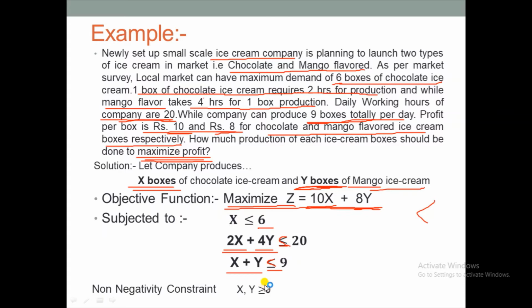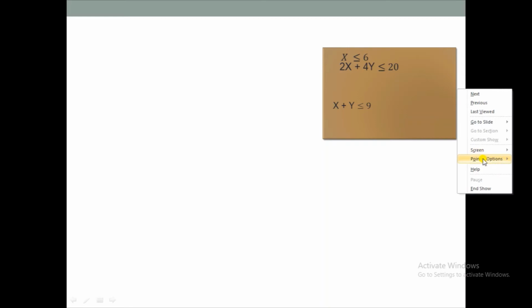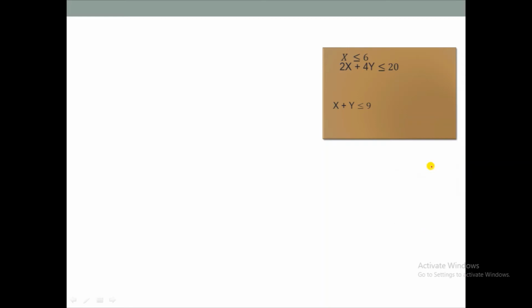Now let's see how to solve this particular problem. The next step is to convert these constraints, because if we are to solve this problem, we will have to convert these less than, less than, less than inequalities into equalities. Okay, so we are going to consider the first constraint first.